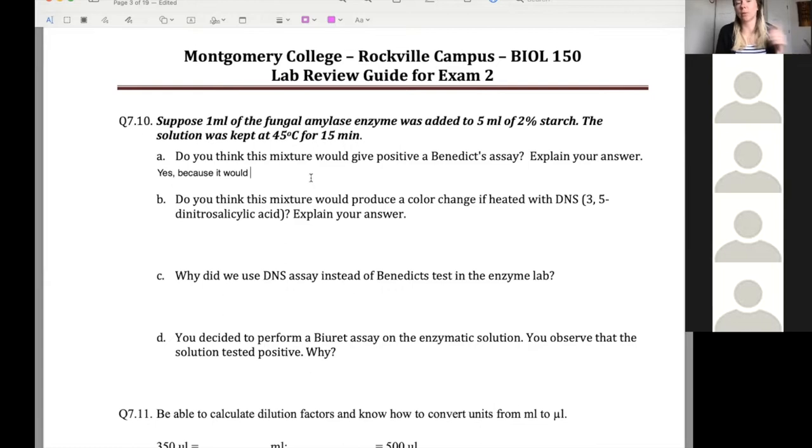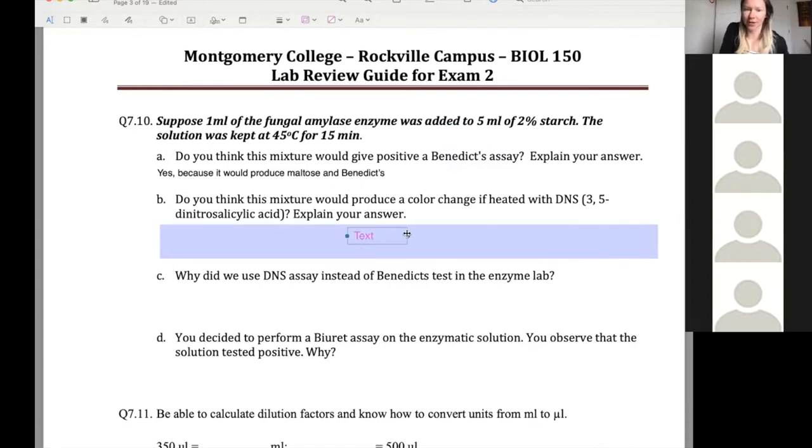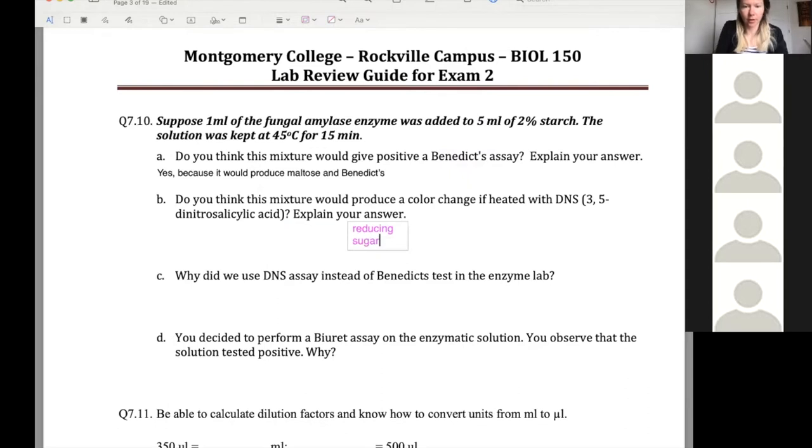And then what's the connection between maltose and the Benedict's assay? The connection can be that it is tested for enzymes or something like that. We have to think back to that. That's basically the first lab that you all did this semester. So the Benedict's assay, what does it test for? Reducing sugars. Right, the reducing sugars. And maltose was one of those reducing sugars. So if we had this amylase and starch reaction going, we would produce maltose, and that would give us a positive Benedict's result.